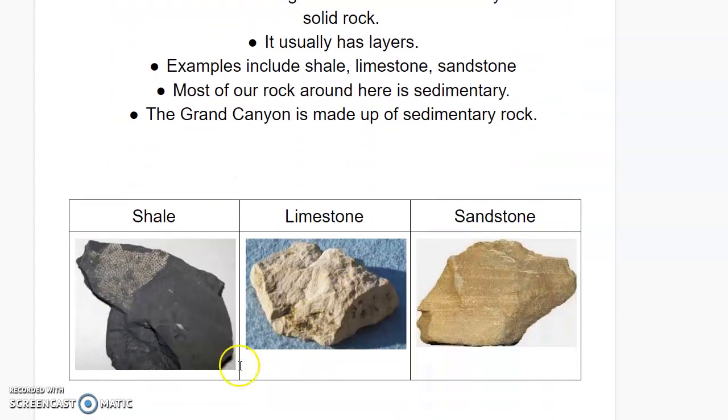Here is shale. You can somewhat see the layers. This is looking at it from the top, but if you look down, you'll see some layers. So this came from darker sediments. Here is limestone. Limestone usually has fossils in it too, so that just means the remains of dead organisms like plants and animals. And then right here is sandstone, and you can definitely see the layers on this one.